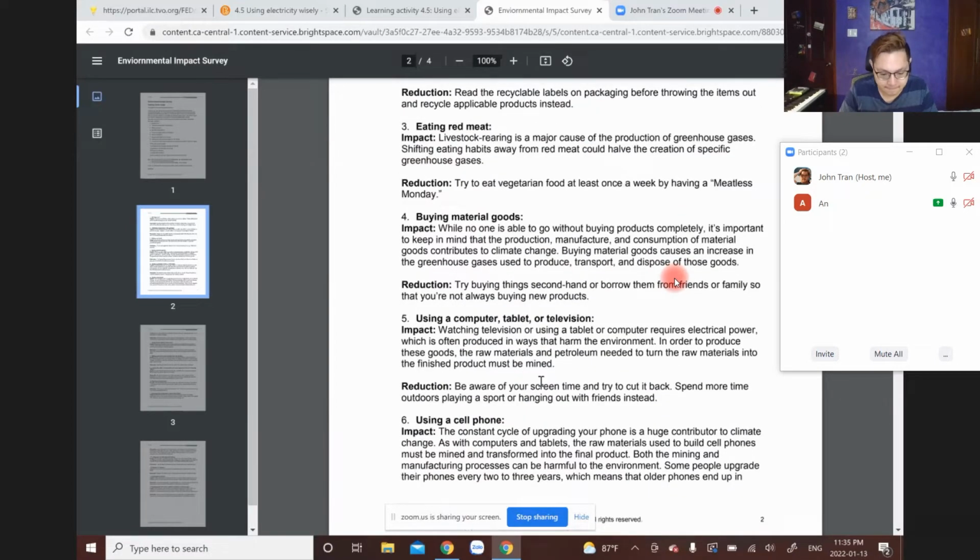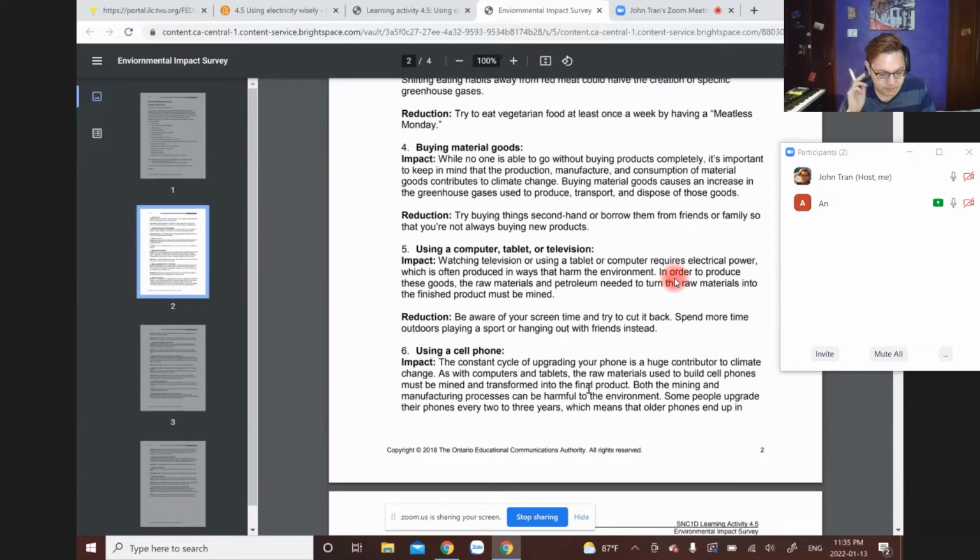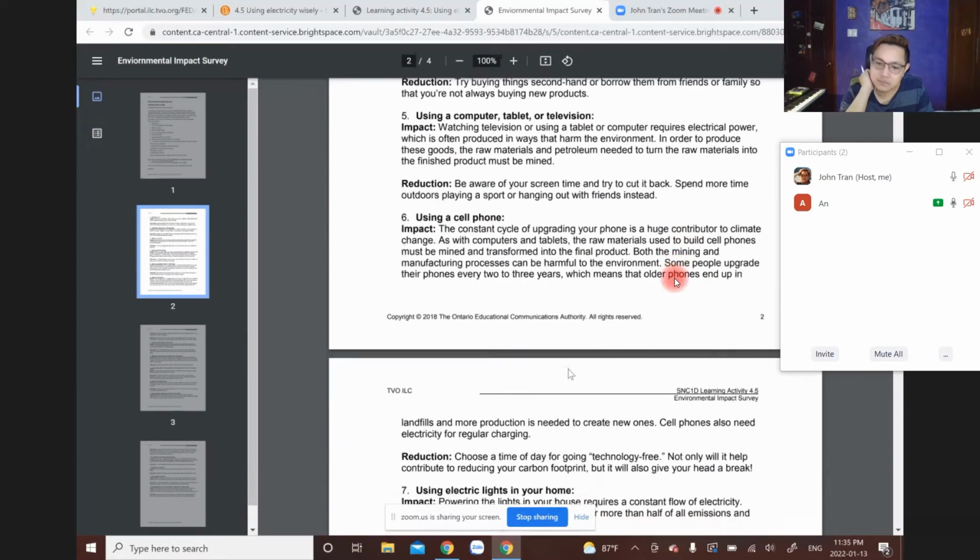Using a cell phone impact: the cycle of upgrading your phone is a huge contribution to landfill, and more production is needed to create new cell phones. Cell phones also need electricity for regular charging.